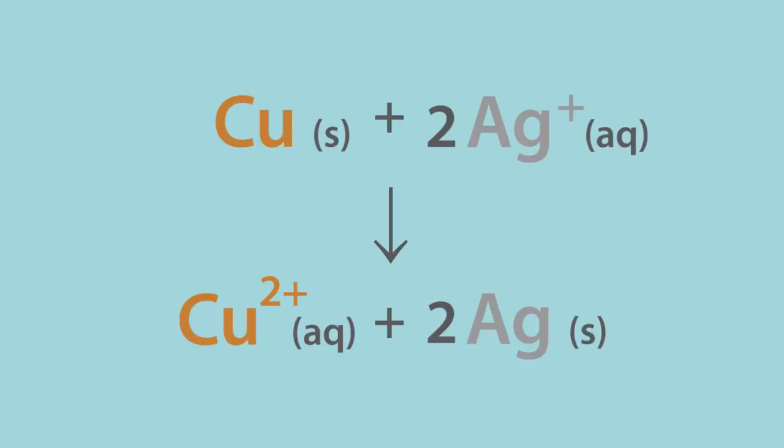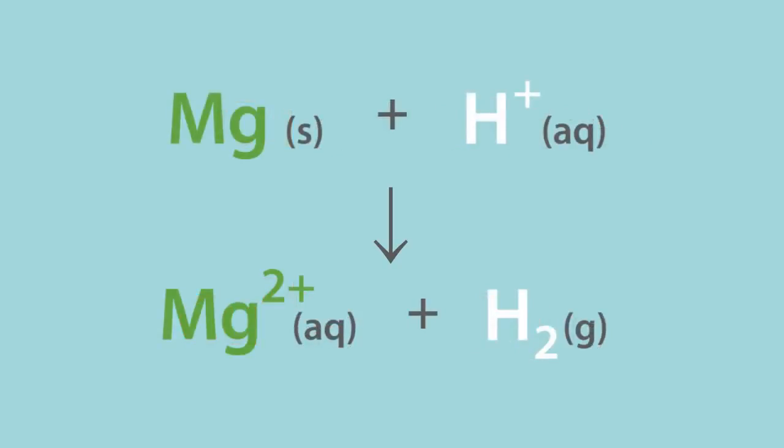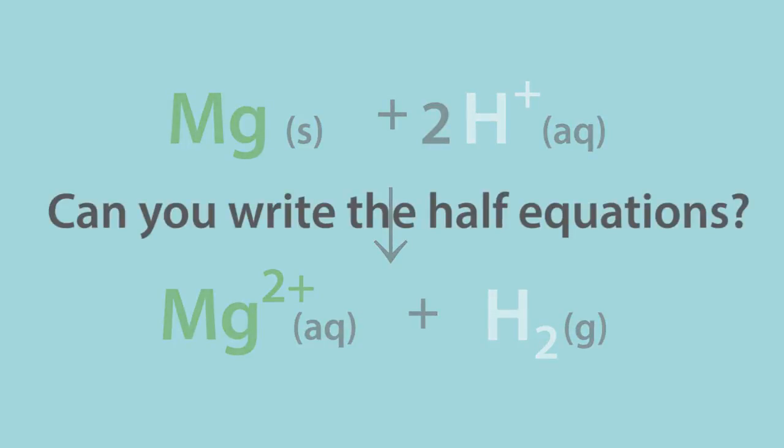Let's go through a slightly more complicated example. Magnesium metal reacting with acid. In this example, we only need the H+ ion from the acid. The anionic part is a spectator ion. Balancing this equation is really simple. Just double the number of H+ ions and everything balances. Can you write the half equations for this reaction? Pause the video again whilst you work it out.